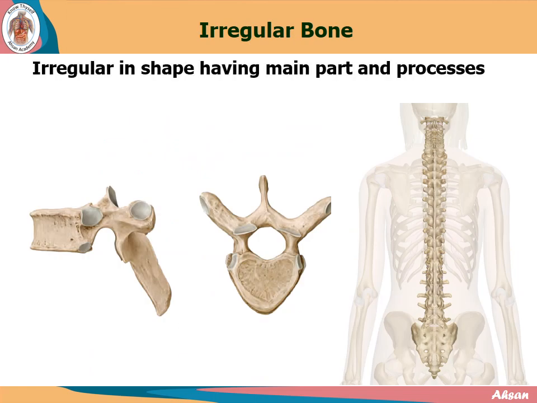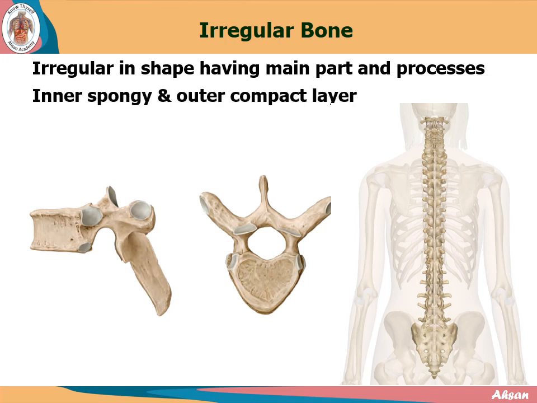Irregular bones are irregular in shape and have several parts, processes, bodies, and so on. They comprise a layer of compact bone and spongy bone inside. As an example, the best one we can mention is the vertebra.